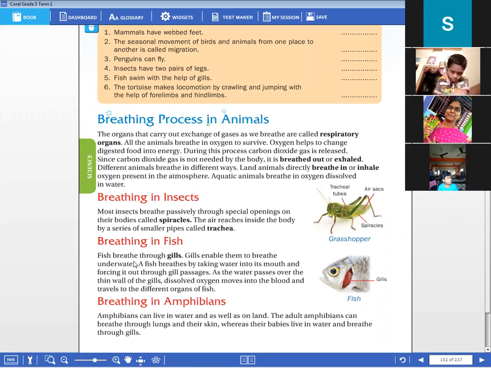Similarly, breathing also, children. We inhale and exhale, no? We take oxygen and release carbon dioxide. So for that process, what are all the organs we use? Those are all combinedly called respiratory organs. Next, all the animals breathe in oxygen to survive. Oxygen helps to change digested food into energy.